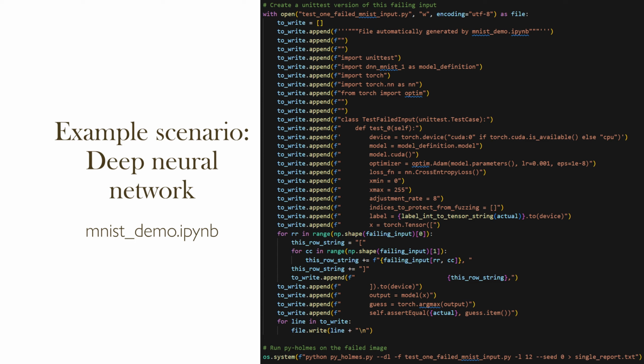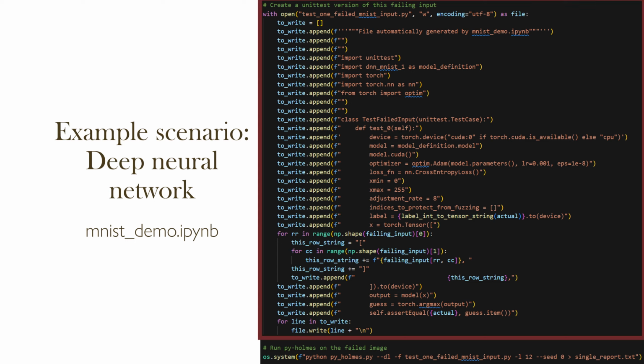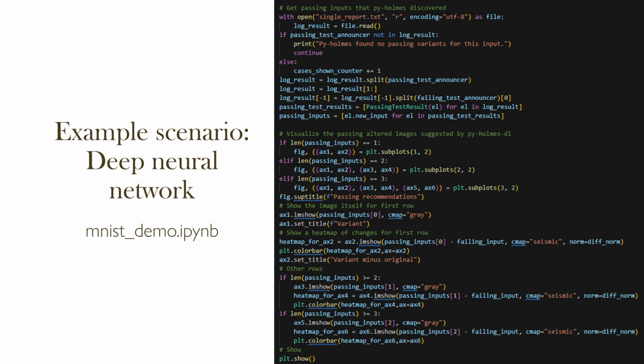Anytime a failing input is discovered, the notebook automatically writes a unit test that Pyholmes can be called on, and then calls Pyholmes to explain the failure. To visualize the output tensors, the notebook parses them from Pyholmes' text output and plots them with matplotlib, along with another image showing the difference between the original and the variant.